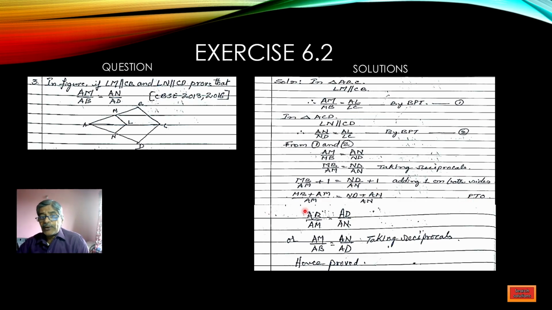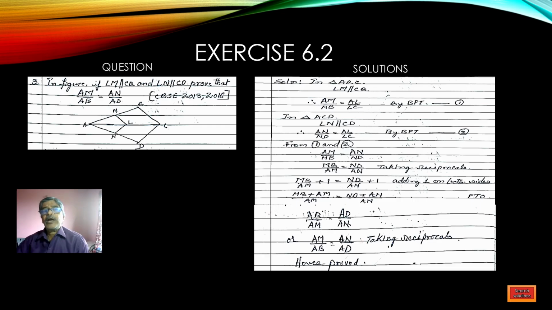Then we simplify. Then it will become MB plus AM by AM, ND plus AN by AN. So when you add these, it will be AB by AM, which is equal to AD by AN, or AM by AB is equal to AN by AD. So now taking reciprocals, we get what we have to prove, that is AM by AB is equal to AN by AD.